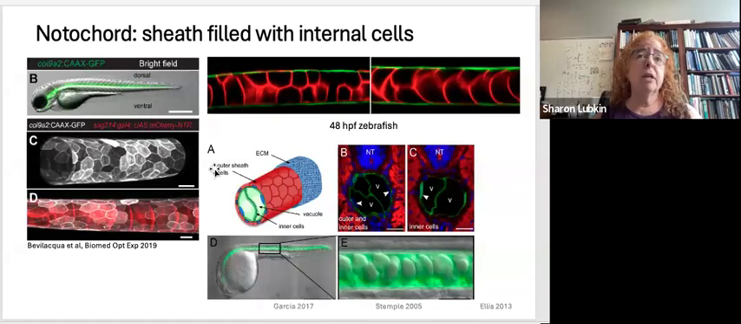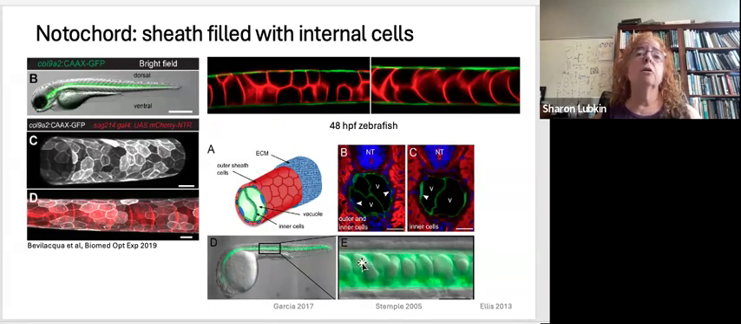At this developmental stage, the notochord is made up of rather large internal cells with large vacuoles. Almost the entire cell is made up of this bag of gel, essentially. And so mechanically, we're going to think of it mostly as a bag of gel.